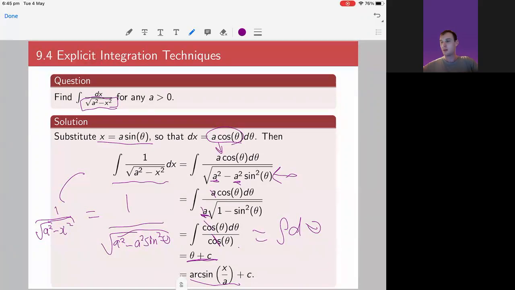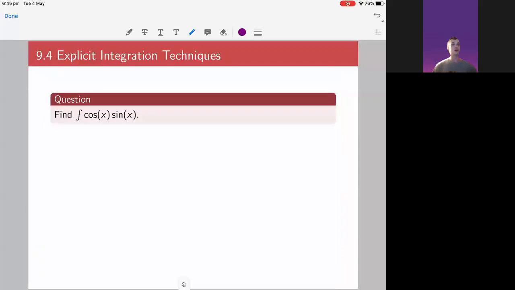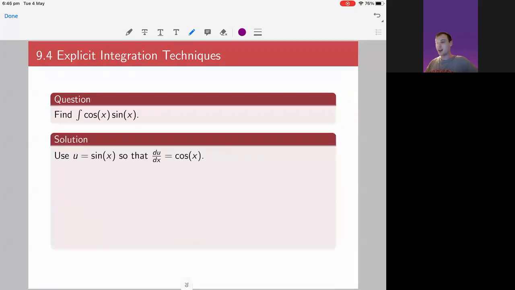Now, the next example we're going to do is another trigonometric one. Find the integral of cosine x times sine x. The correct way to do this question is to let u be sine x. Why would you do that? Yes, I am missing a dx here. Thank you for that observation. So we're going to let u be sine x.